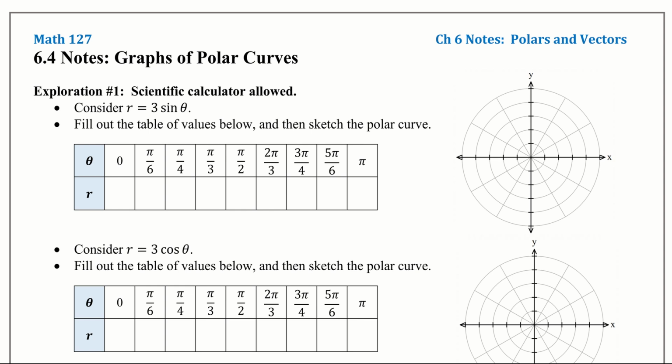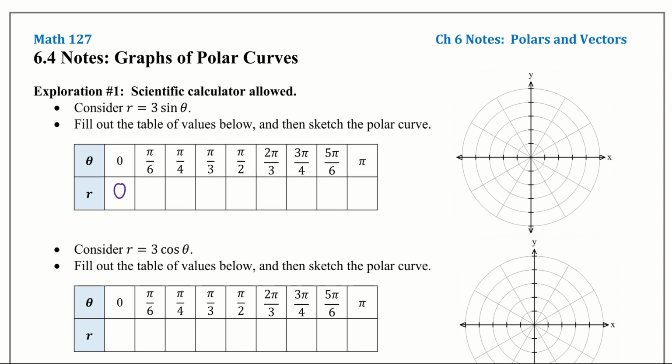Let's consider the polar equation r is equal to 3 sine of theta. We're going to substitute in various different values for theta, in radians, and sketch a polar curve. So set your calculator into radians and plug them in. We know that the sine of 0 is 0, so 3 times 0 is 0.